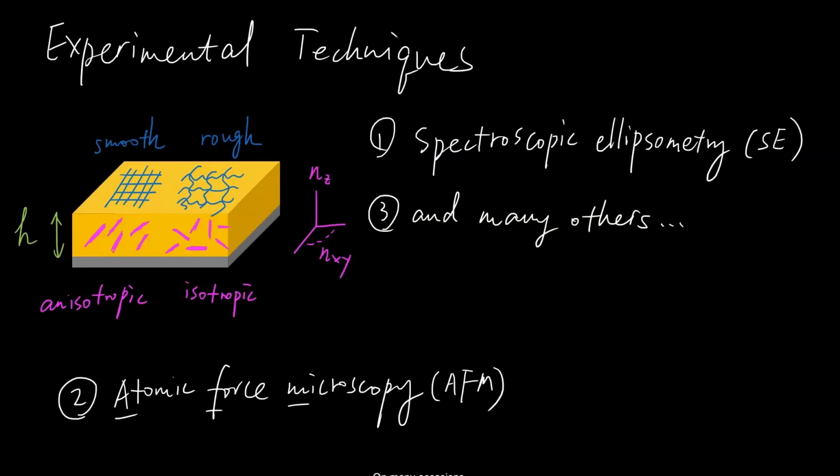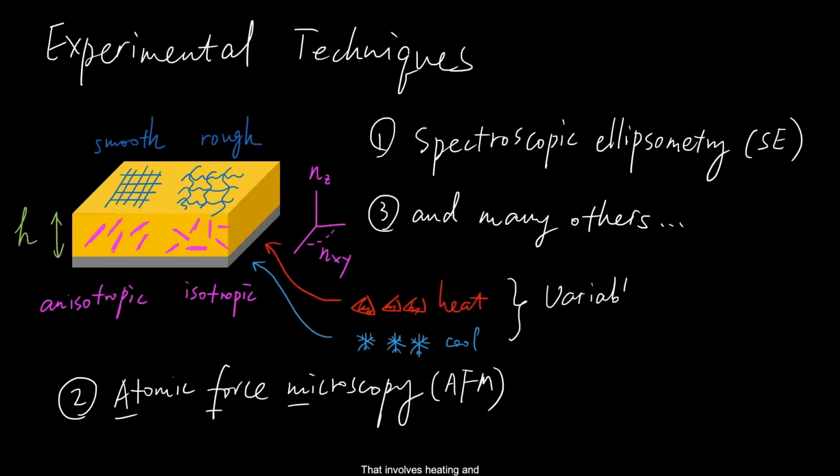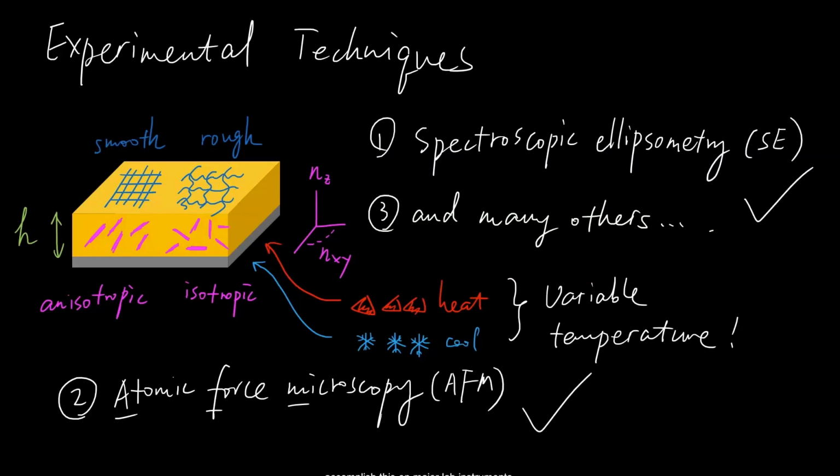On many occasions, we would also like to dynamically observe how glass properties change with temperature. That involves heating and cooling of a glass film in situ on the experimental setup. So far, we have been able to accomplish this on major lab instruments, but since many of our temperature setups are manually designed, I envision a future where pretty much any instrument in our lab can accommodate temperature settings.